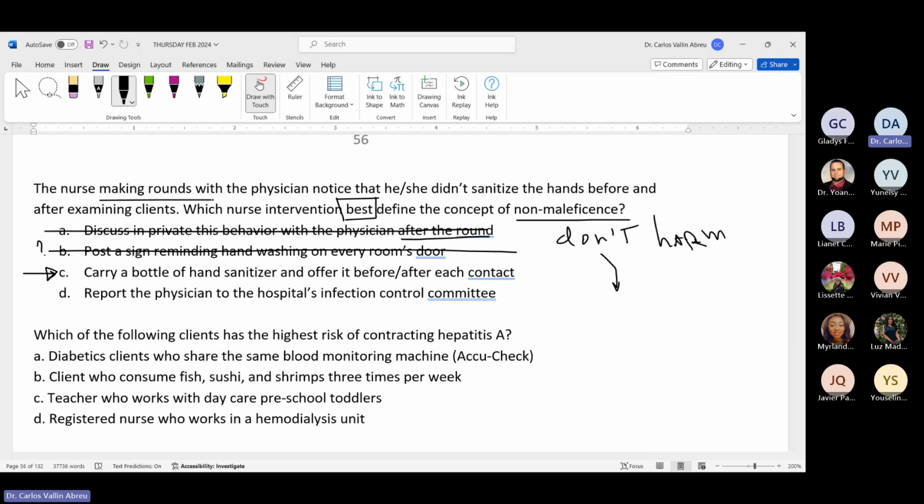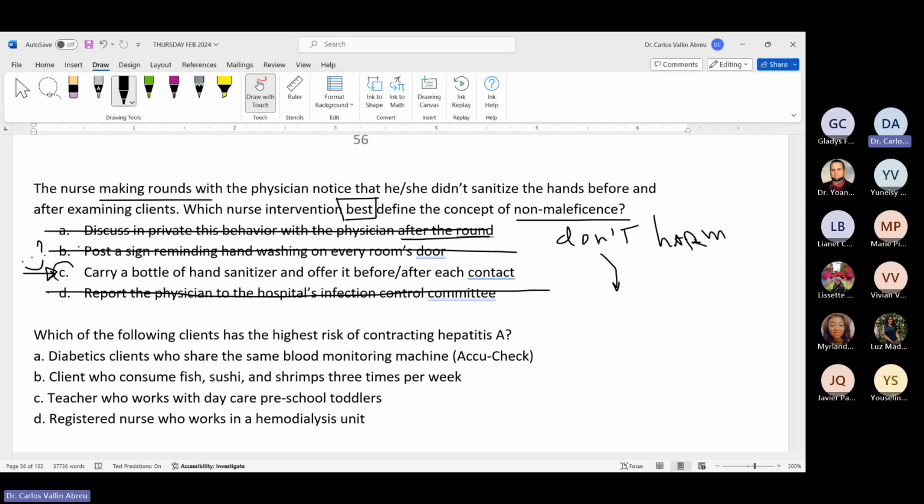Yeah, because you are making the round in that moment, and that is when you notice the problem. So I like this more than B. And the last says report the physician to the hospital infection control committee. Okay, probably it is necessary, but it's not going to prevent the harm because the physician already touched the client with dirty hands. So the one that is preventing the harm, preventing the contamination of the clients, the best option, I think, is C.